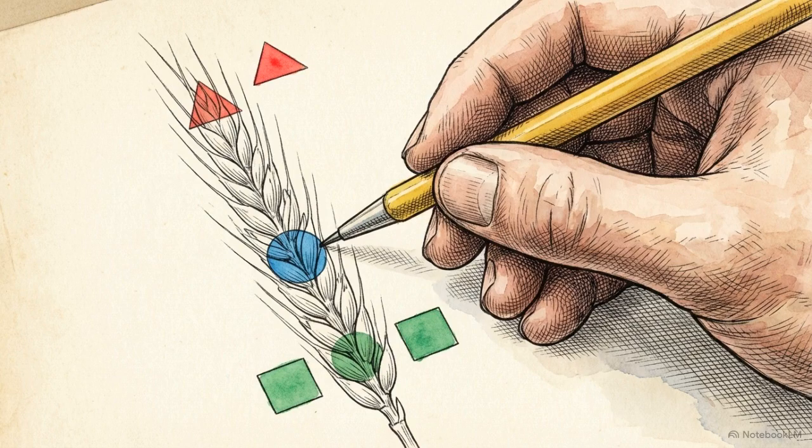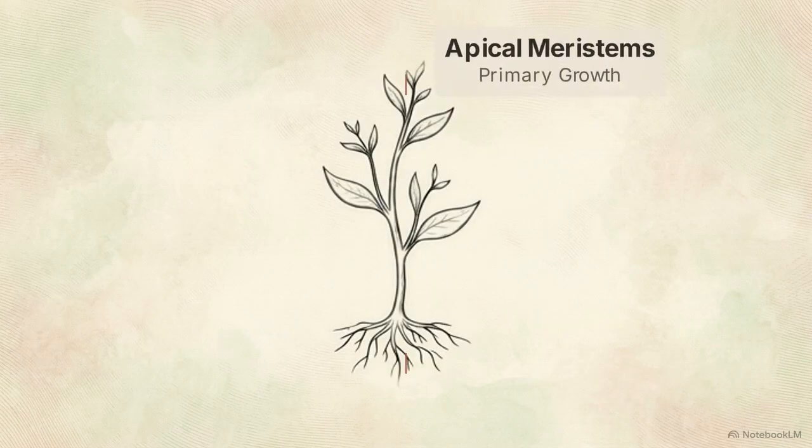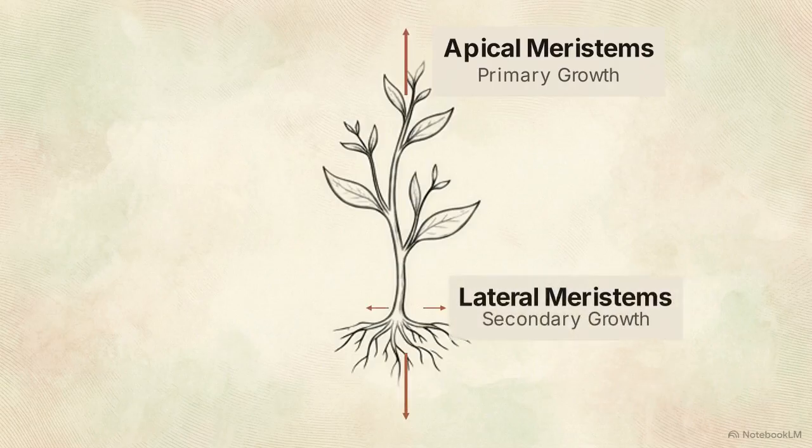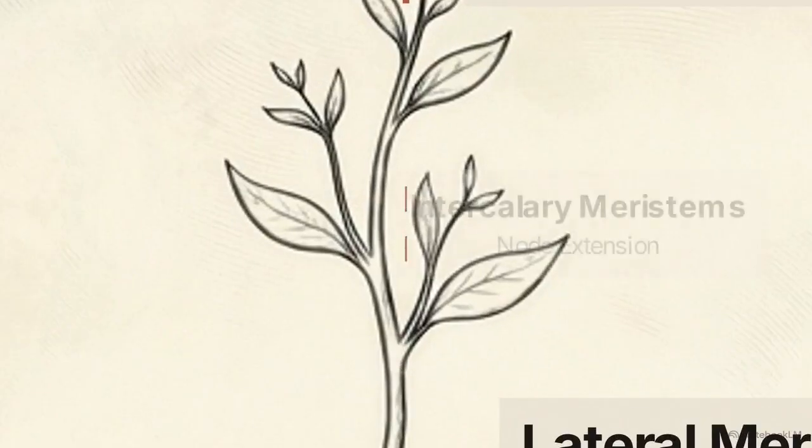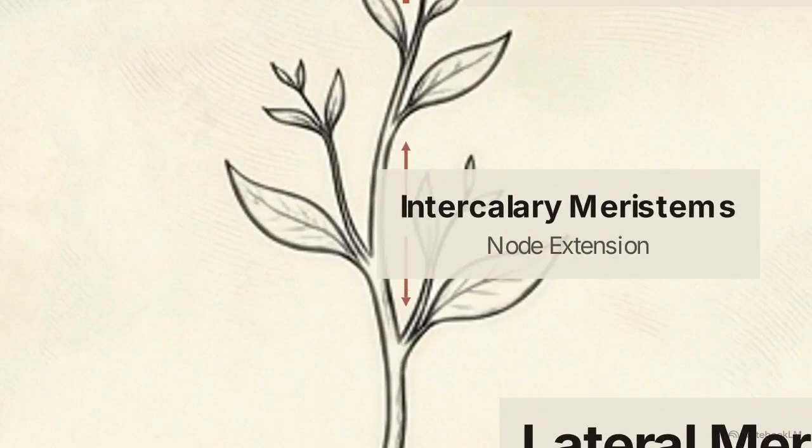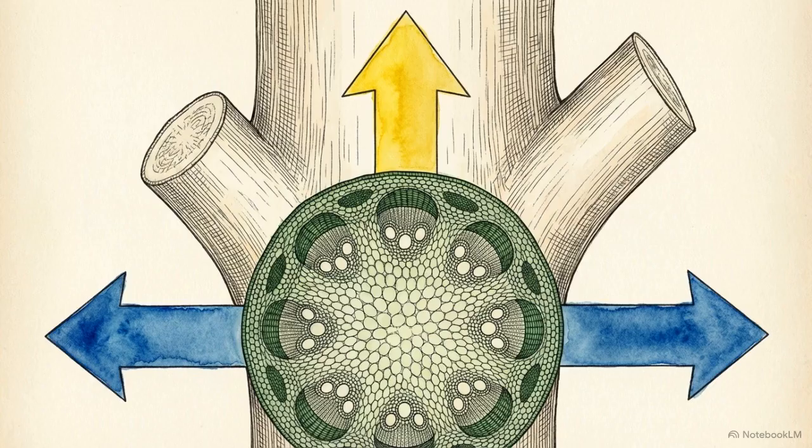You can map them using the acronym ALI. Apical meristems sit at the root and shoot tips, driving vertical length. Lateral meristems push outward from the trunk, increasing the plant's horizontal girth. Intercalary meristems sit at the nodes, extending the stem between the leaves. By directly attaching these growth terms to specific directional arrows on your map, you clarify the distinction between primary vertical length and secondary horizontal girth.